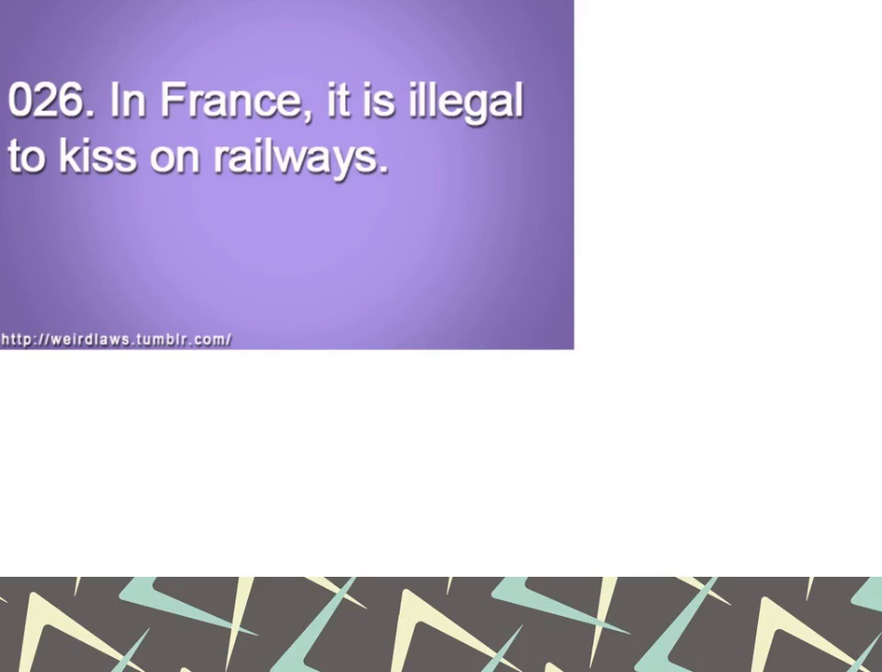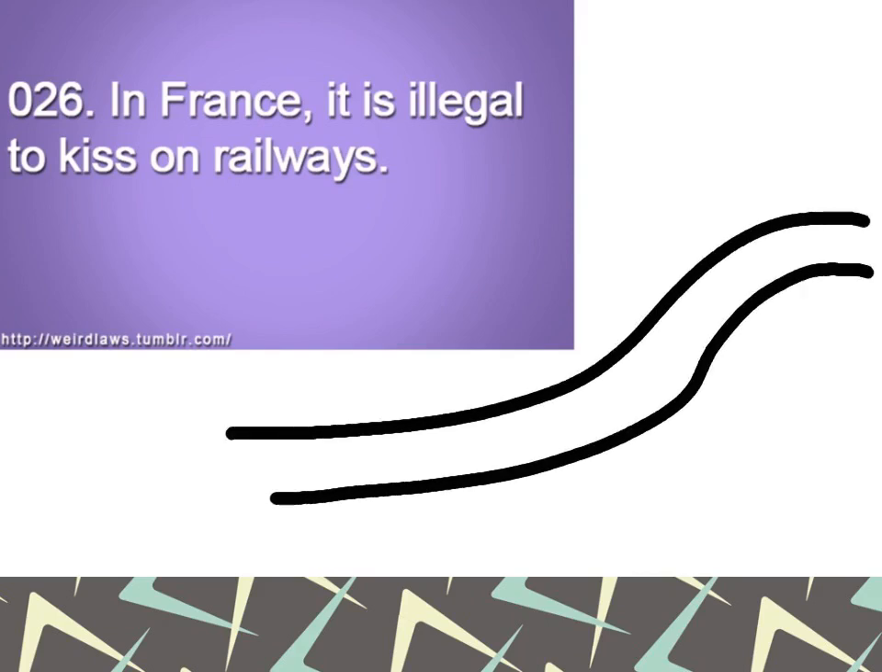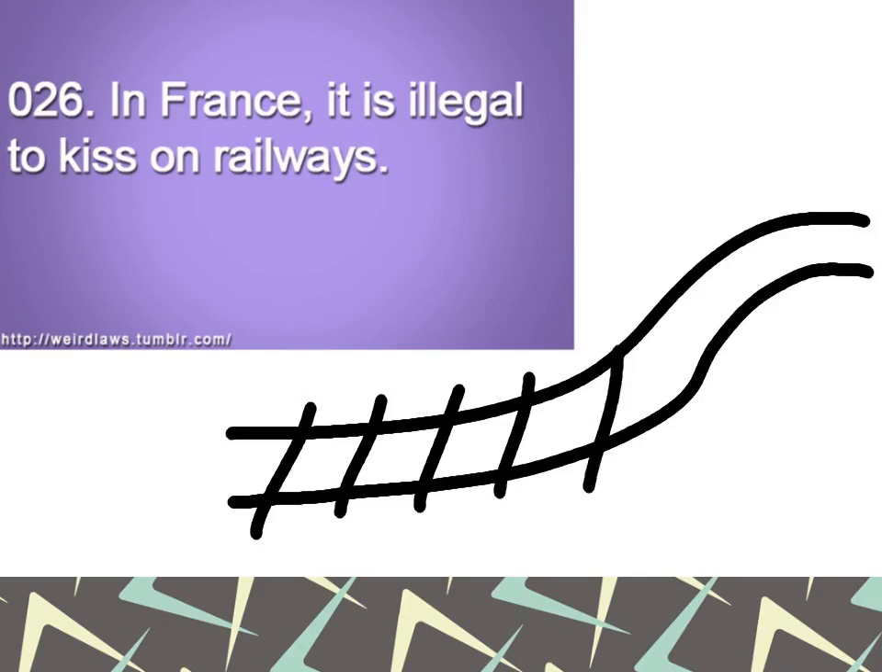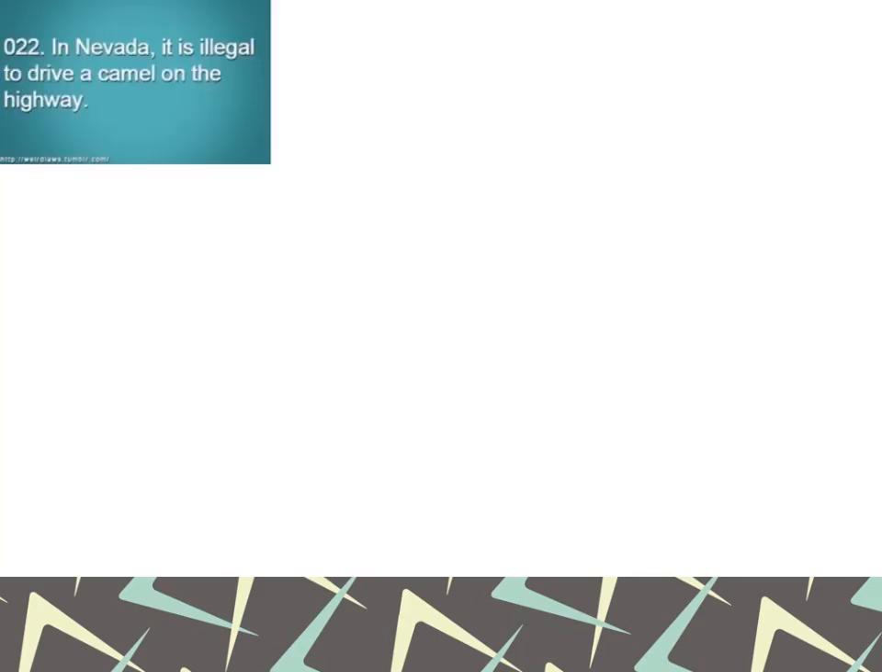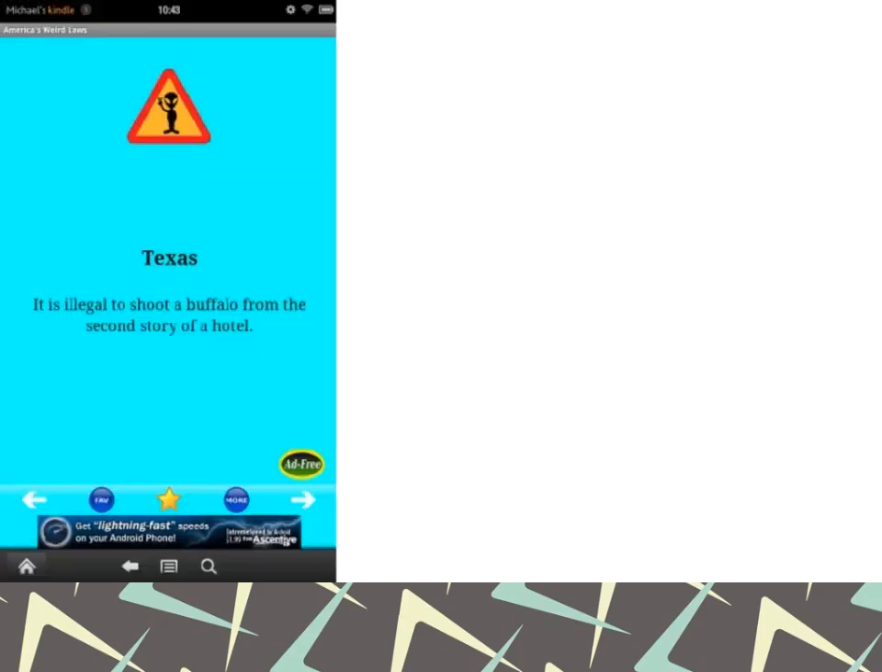And in Virginia, it's illegal to tickle women. But we can tickle the men there, I guess. In France, it's illegal to kiss on the railways. Here's a railroad. Choo-choo! In Nevada, it's illegal to drive a camel on the highway. In Texas, it's illegal to shoot a buffalo from the second story of a hotel.